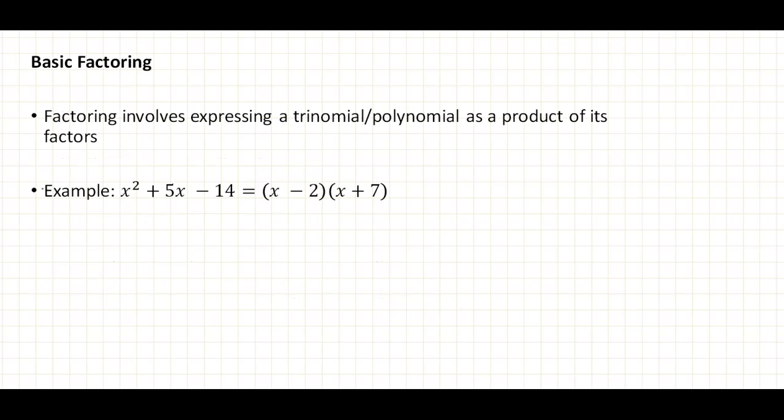So basic factoring involves expressing a trinomial or a polynomial as a product of its factors. So simply put, x squared plus 5x minus 14 is the same as multiplying x minus 2 by x plus 7.